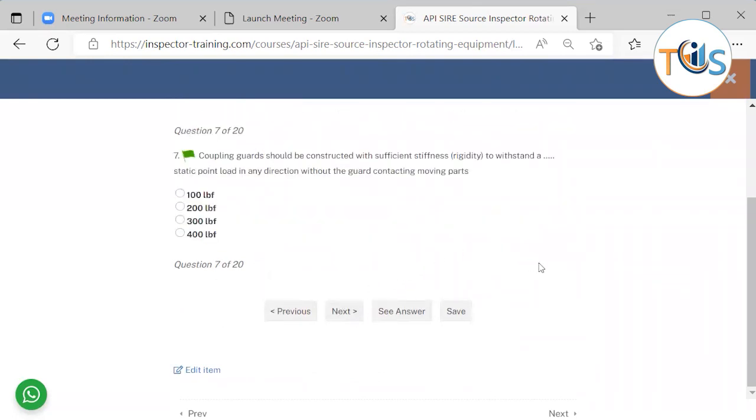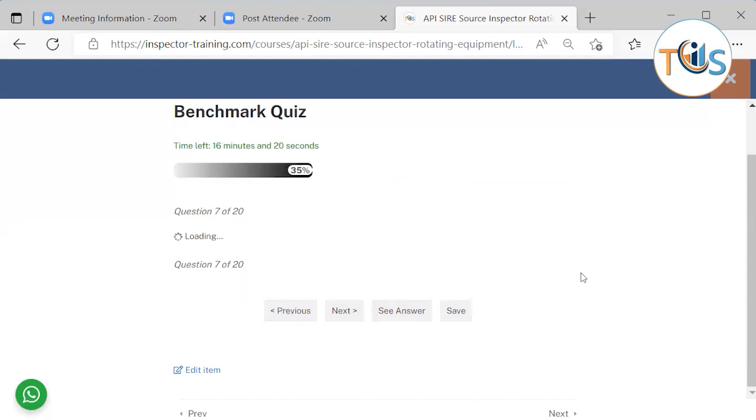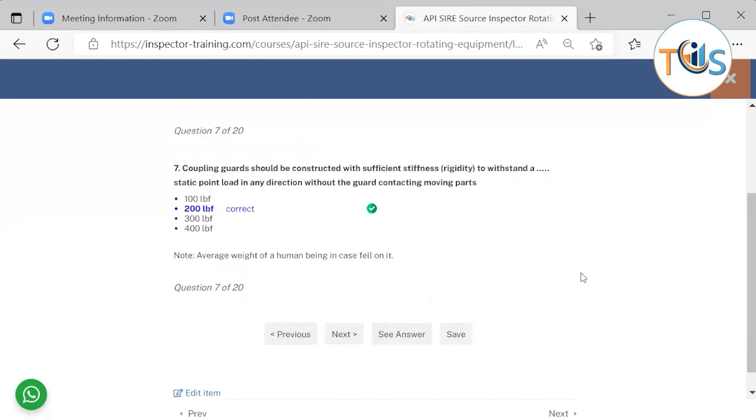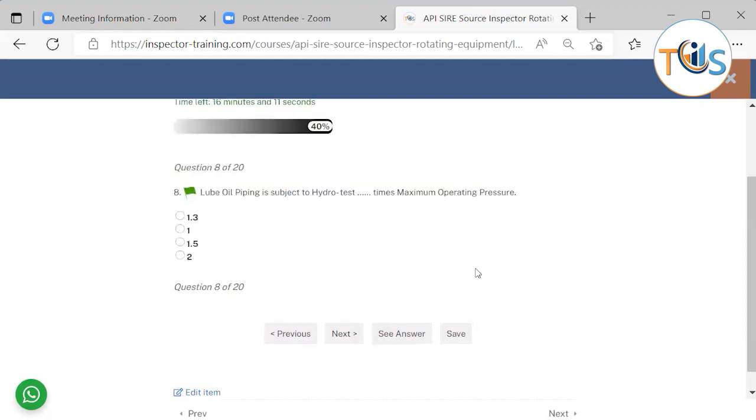Coupling guards should be constructed with sufficient stiffness and rigidity to withstand a static load in any direction of 200 pounds without the guard contacting moving parts. 200 pounds is the normal weight of a human being. If somebody stands on it, it doesn't damage the moving parts, and that's the reason.